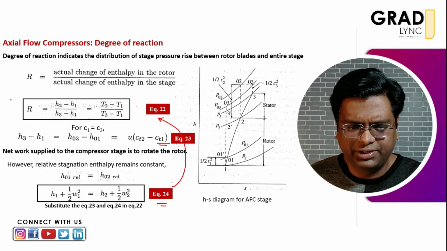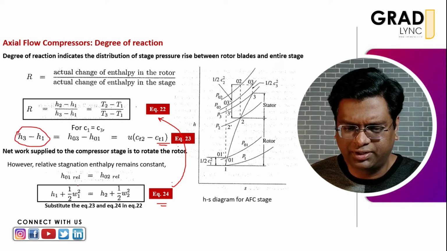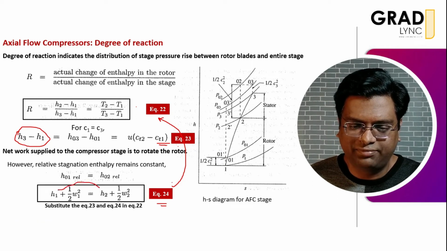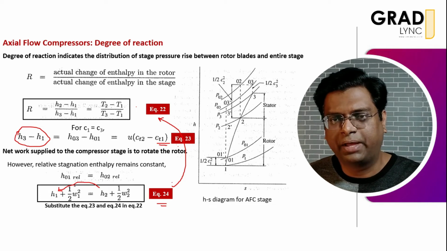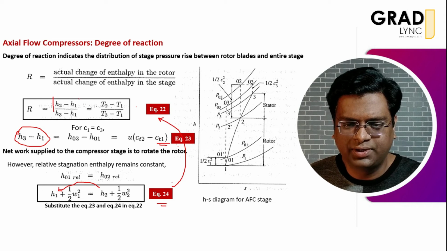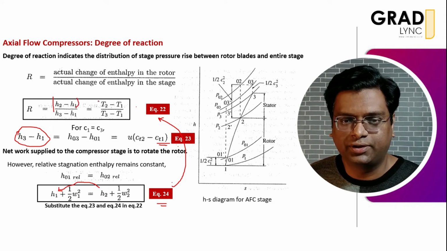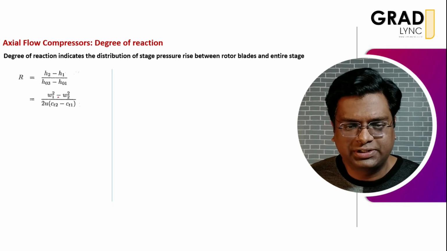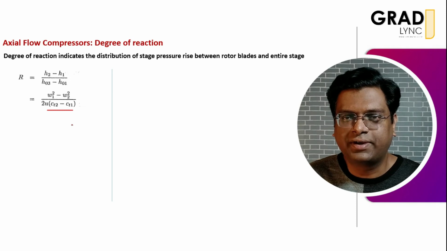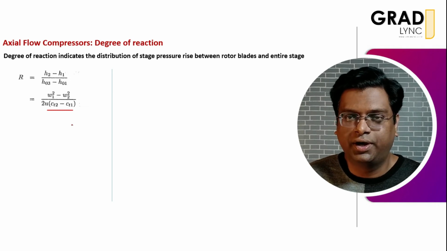Equation 23 is for the denominator, and in equation 24, if I bring the exit static enthalpy to the left hand side, or make the manipulation, you get H2 minus H1, that is the numerator part, right? So substitute these values in the degree of reaction equation. We are going to get half, W1 square minus W2 square, divided by U times CT2 minus CT1. Now this is also a very significant equation in terms of velocities, right?